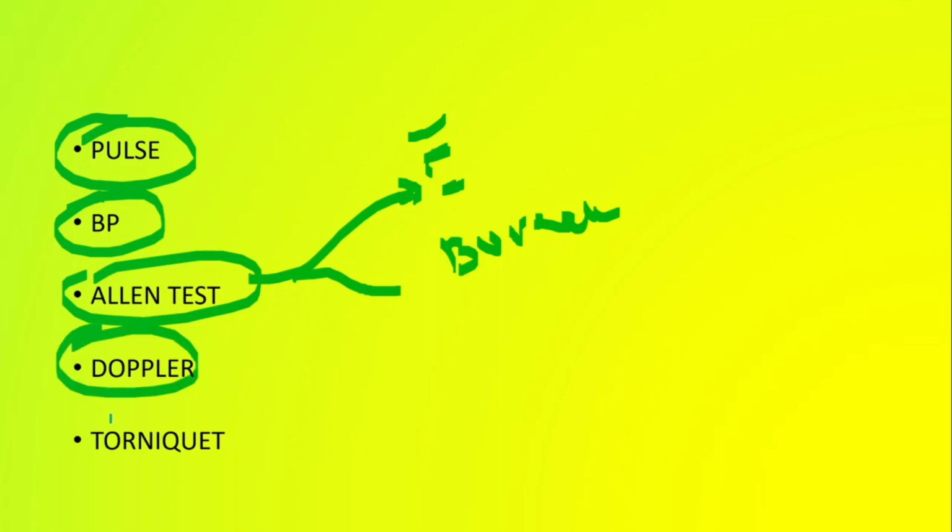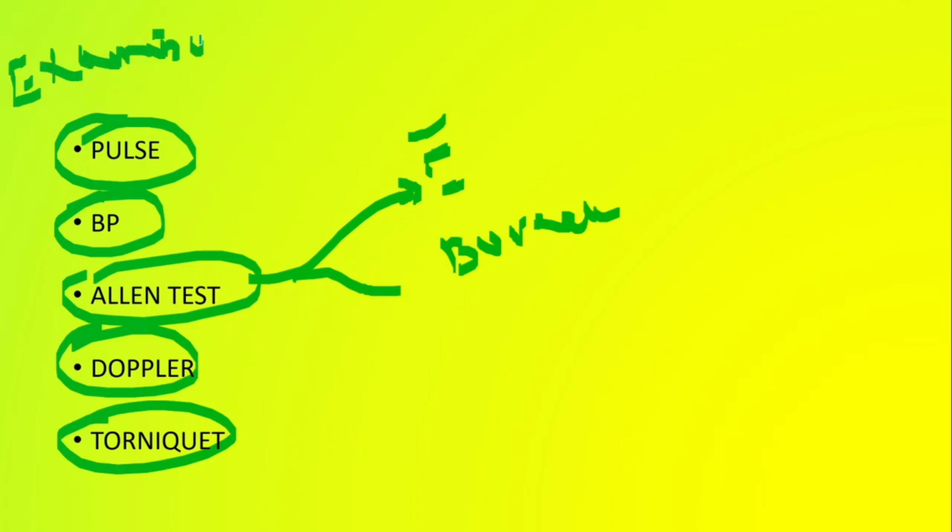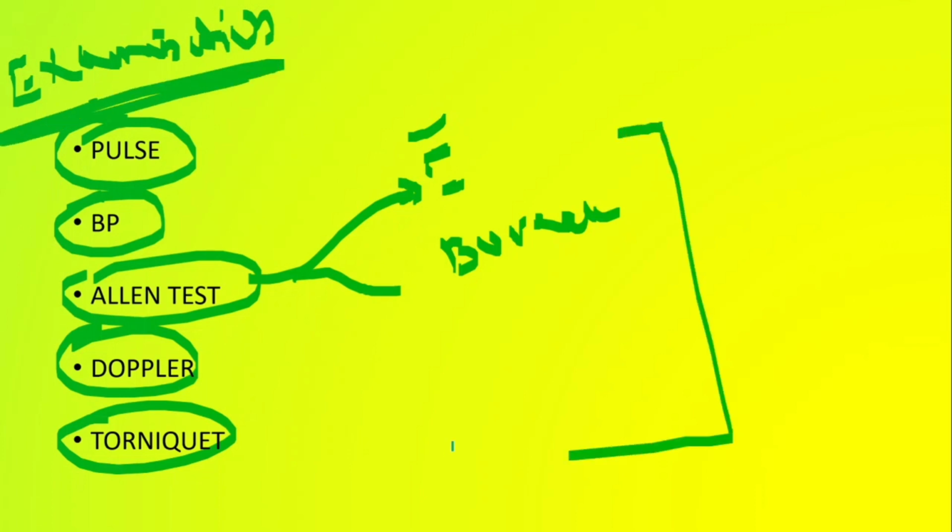Doppler has to be done. Tourniquet dilatation of the vein has to be checked. So these are all the most important points you have to do in examination before sending the patient for the fistula creation. History 5 points, examination 5 points.